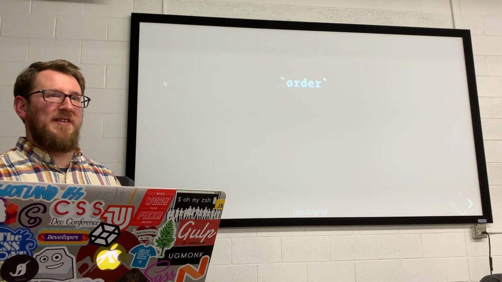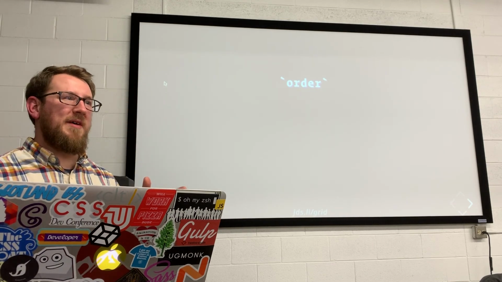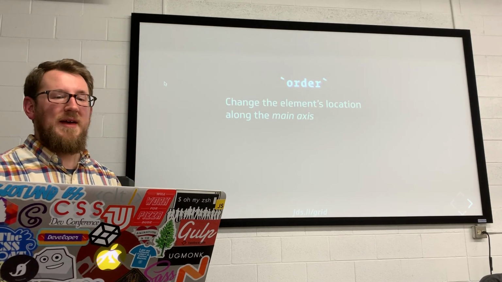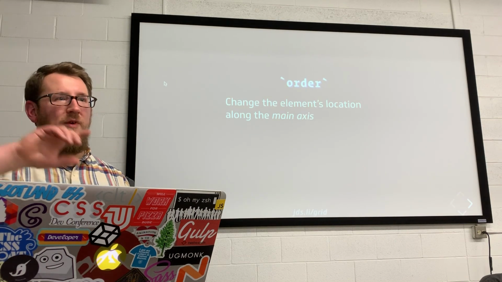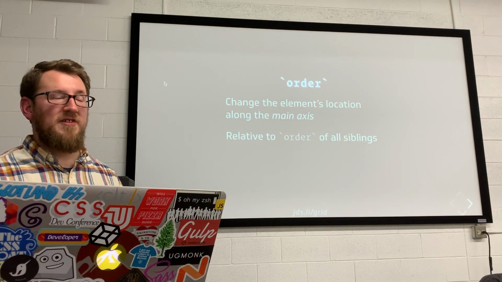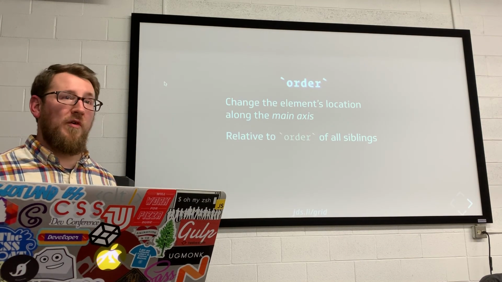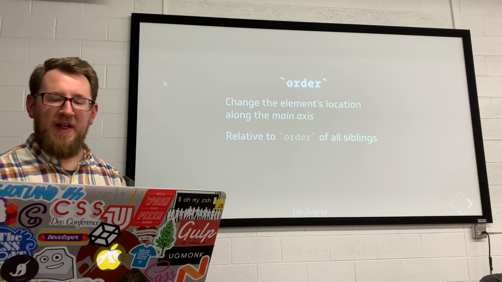You remember Flexbox and the order property, where you can slide things around visually no matter where they are in the DOM? Yeah, that works too. Changes the element's location along the main axis. So if you're going across a row, you can move an element from the end to the beginning with the order property. It takes an integer and it's relative to all of the other orders. The default is 0, I believe. It might be 1. Double check that on your own.